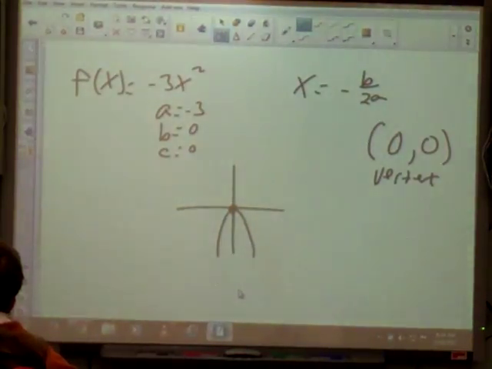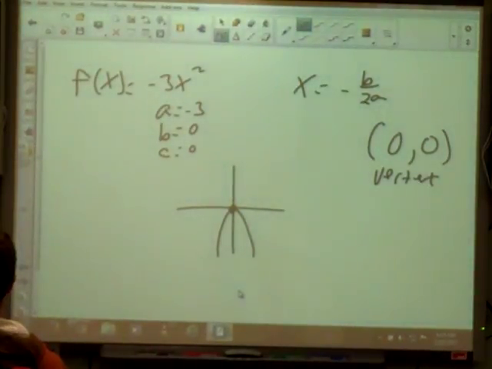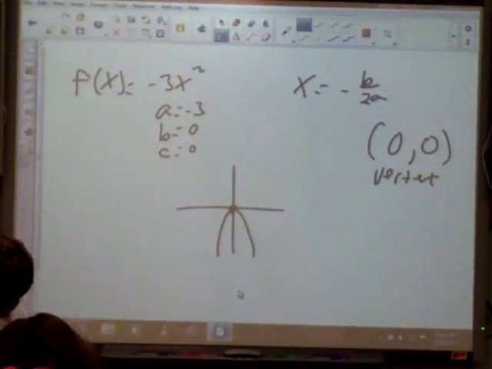Was that a stretch or a compression? If it's bigger than 1, it would be a compression. It gets skinny. When it's a fraction on the a, it gets fat. Those confuse me. Yeah, because it's opposite in my brain. You think a big number would stretch it, but it doesn't.